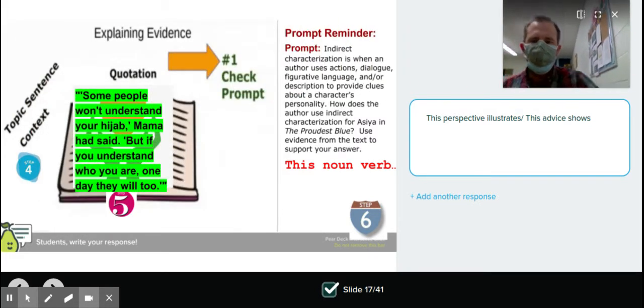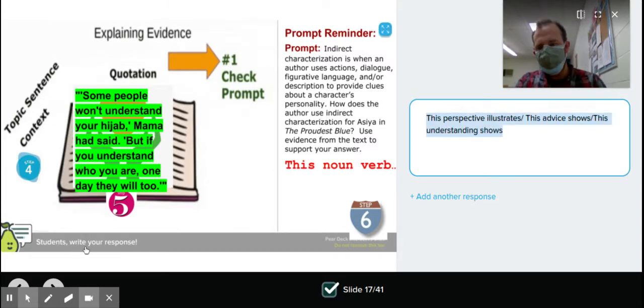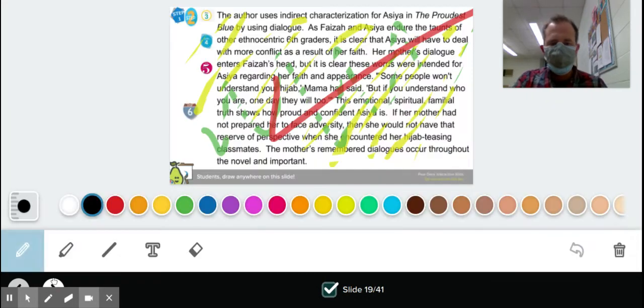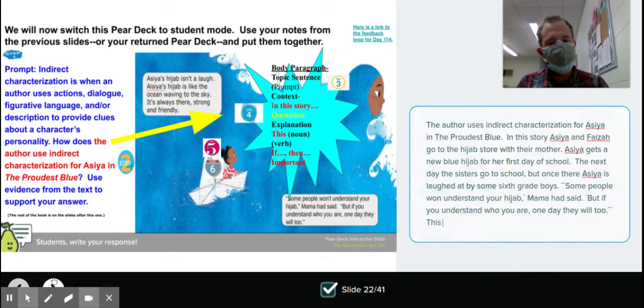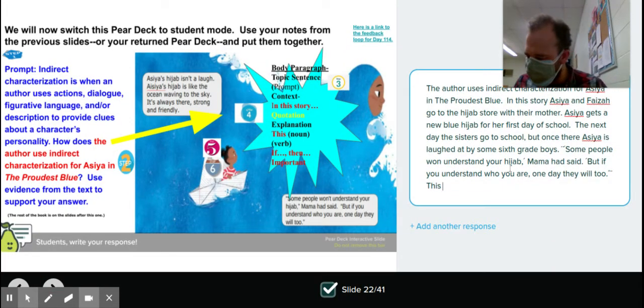"Some people won't understand your hijab," Mama had said, "but if you understand who you are, one day they will too." This perspective, this advice, this understanding shows, right? All of those would work. So I'd copy and paste those bad boys, and I would head on back. Now, will it always match? No. Sometimes you'll have to figure it out just on this slide here, but let's give it a shot. I'm going to put all three and then choose my favorite.